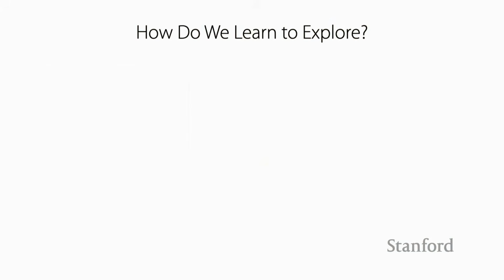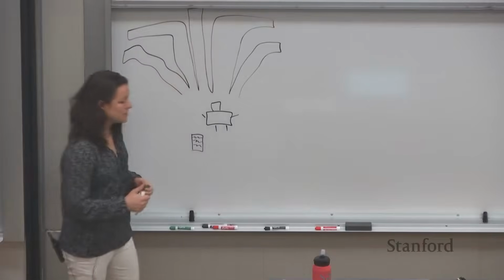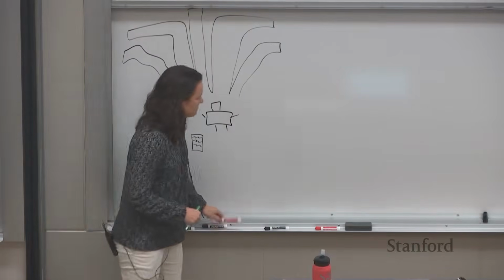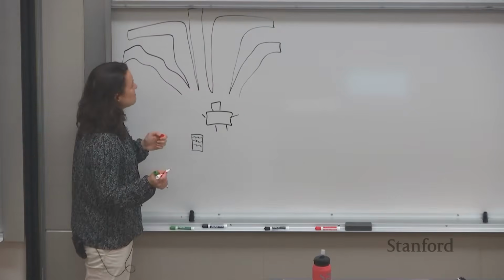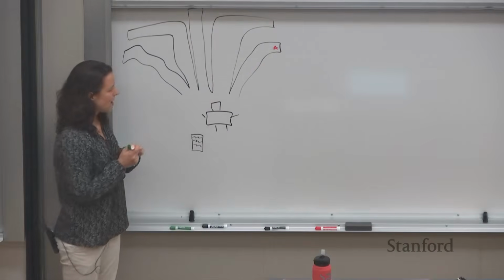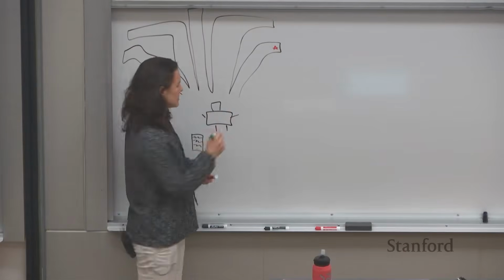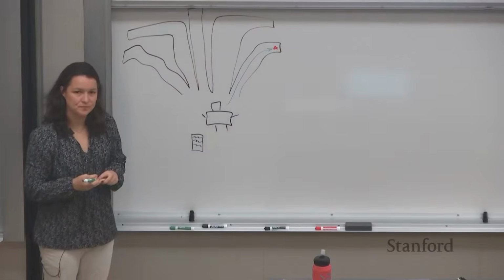Now, how do we actually learn how to explore? So say that we were trying to collect trajectories and trying to learn how to explore such that we can get good behavior. Let's start with a scenario where we sampled a task, and maybe the task was to go to the end of this hallway right here. And say that we actually just got lucky. We collected a trajectory that just went straight to that reward.